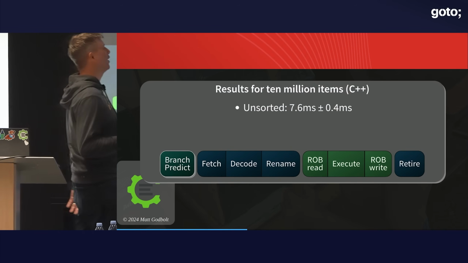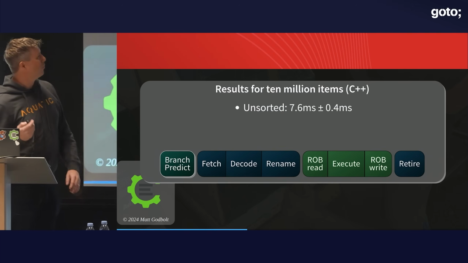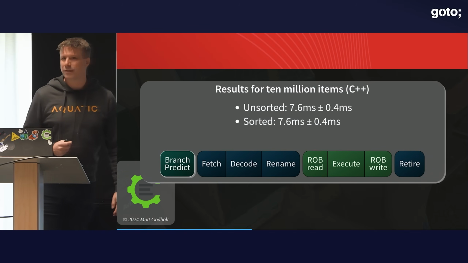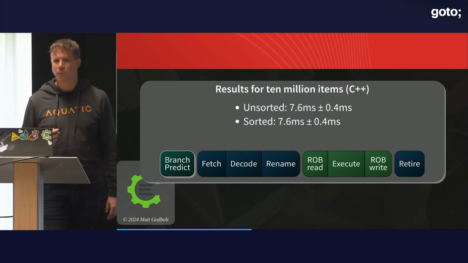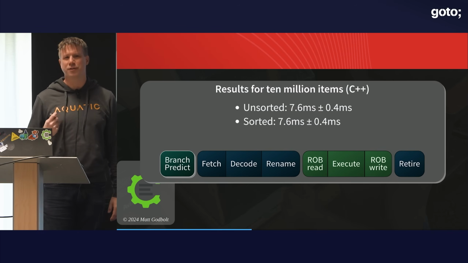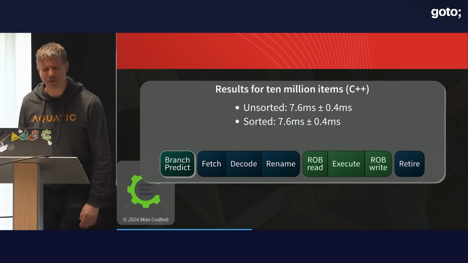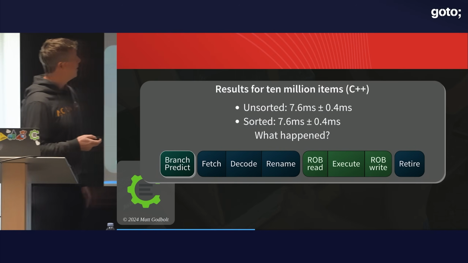No one's going to put their neck out on the line. The sorted case, if my clicker works, exactly the same. So somehow C++ can teach the branch predictor to predict random events, maybe? I don't know. So what happened here?